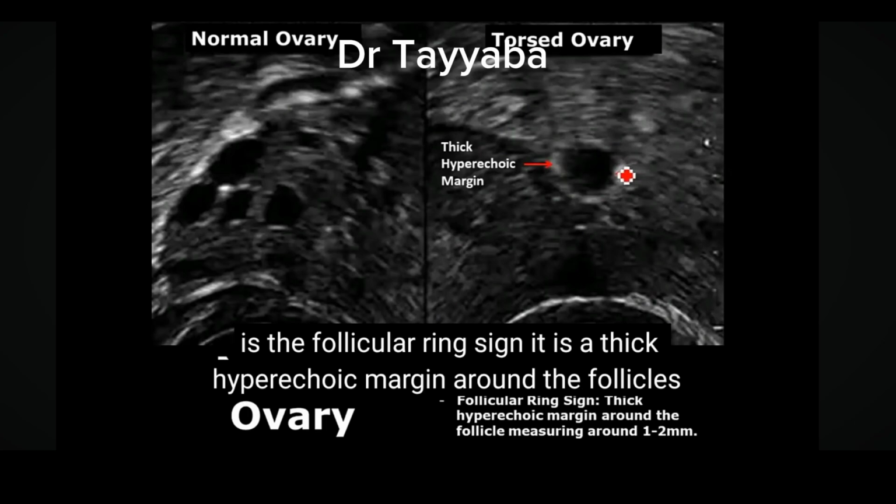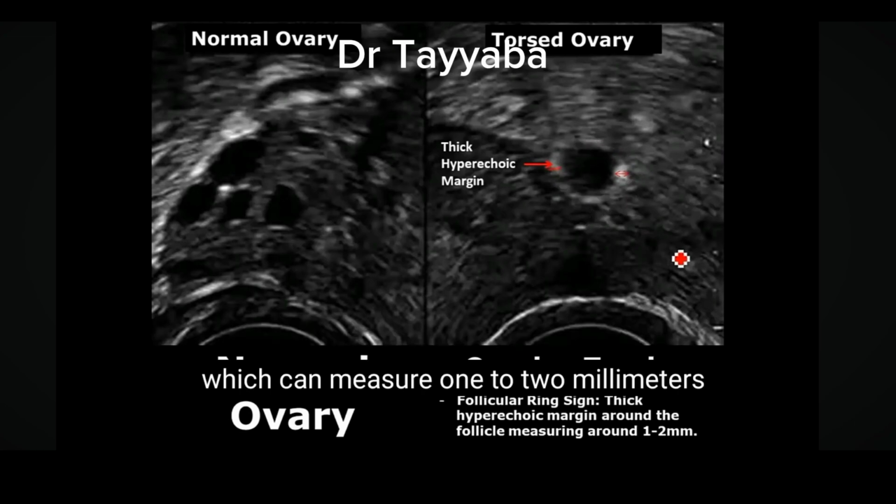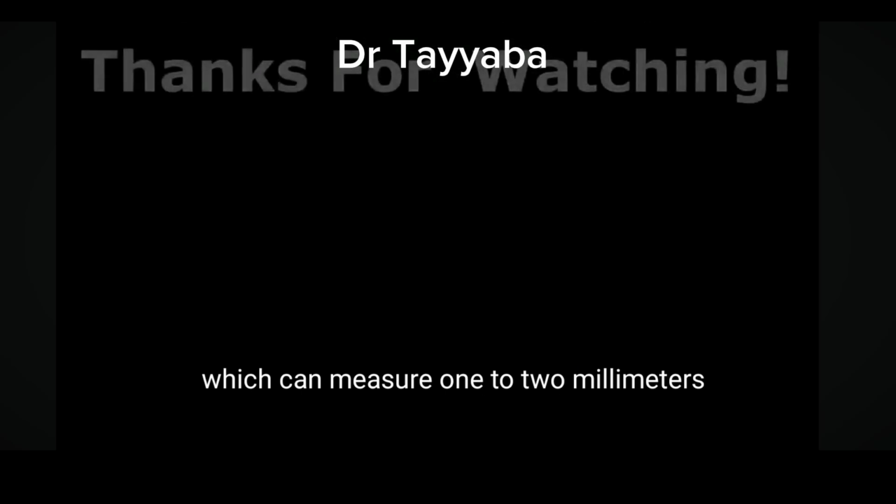Another important sign which might be noticed in some cases of ovarian torsion is the follicular ring sign. It is a thick hyperechoic margin around the follicles which can measure 1 to 2 millimeters.